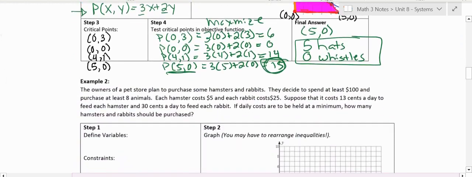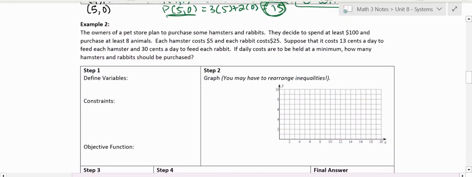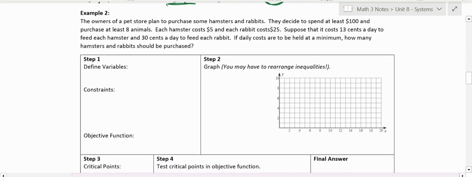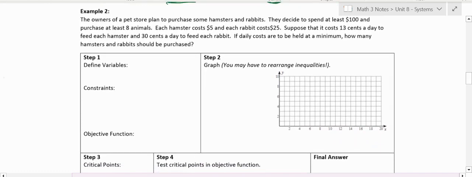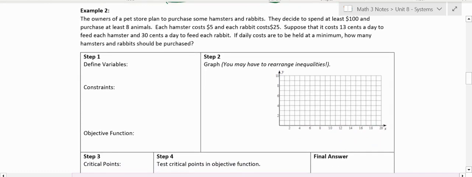For example 2, it's a similar situation where we're going to use a system of linear inequalities. We're going to do the same steps, but we might find that we're looking for a different value. So example 2 says the owner of a pet store plans to purchase some hamsters and rabbits. They decide to spend at least $100 to purchase 8 animals. Each hamster costs $5. Each rabbit costs $25. Suppose that it costs 13 cents a day to feed each hamster, 30 cents a day to feed each rabbit. If the daily costs are held to a minimum, how many hamsters and rabbits should be purchased?